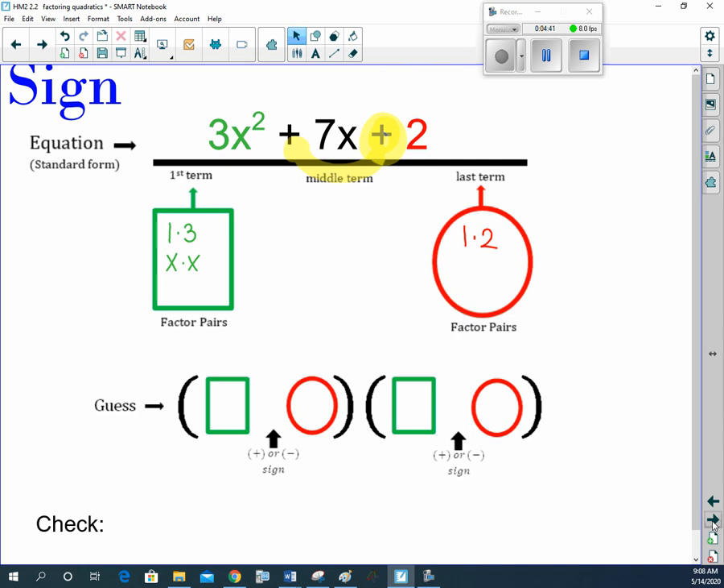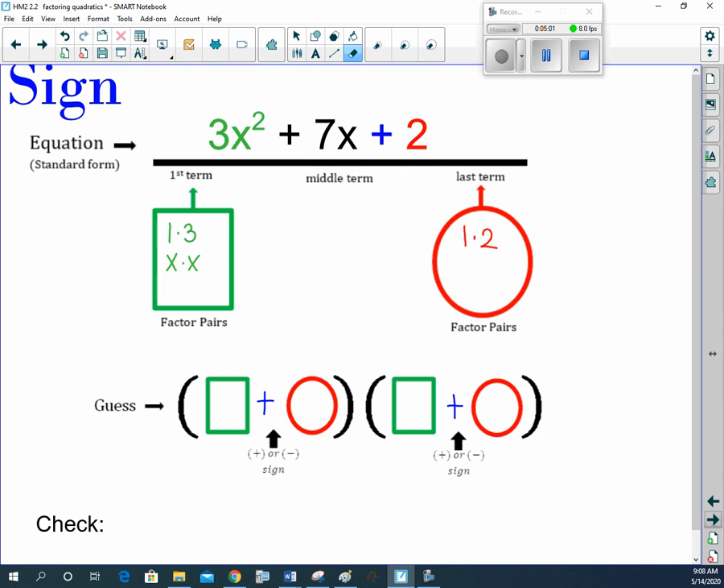So if the signs have to be the same and I have to add them together to get a plus 7, then they must both be pluses. So I am going to put a plus sign right here in the middle, because I know that whatever I figure out down here, those two signs have to be plus. That's not guessing. I know that's what it's going to be. Okay.